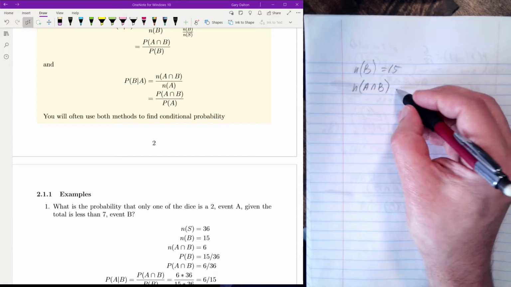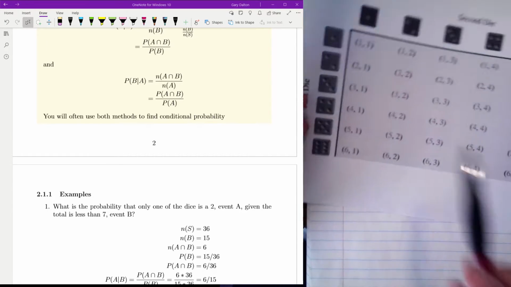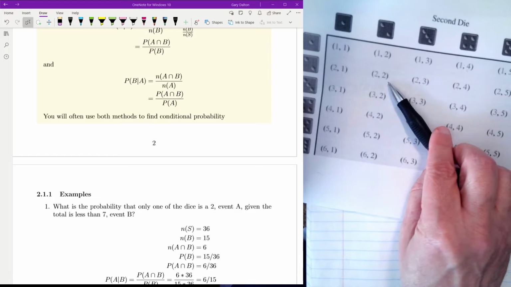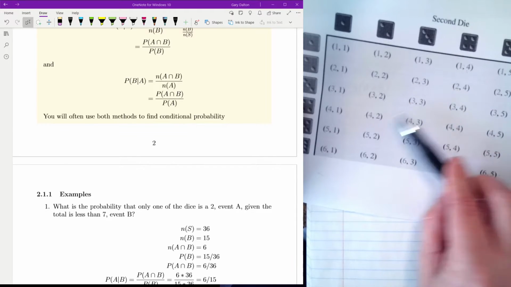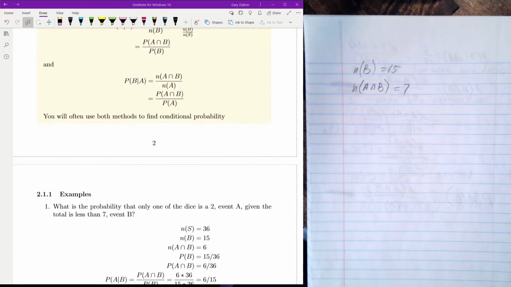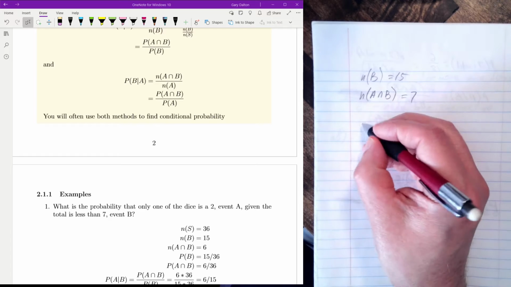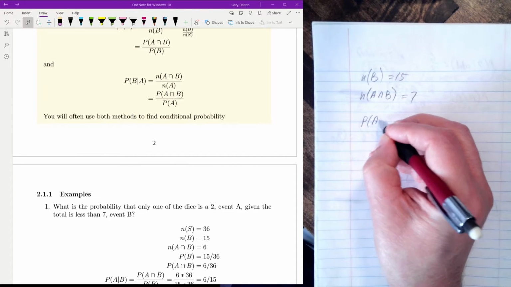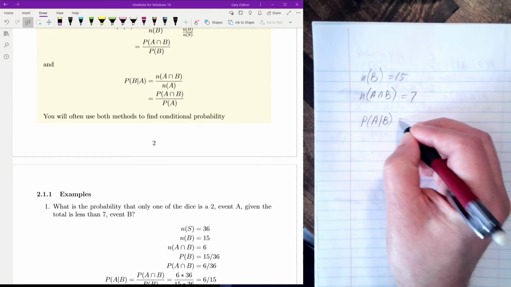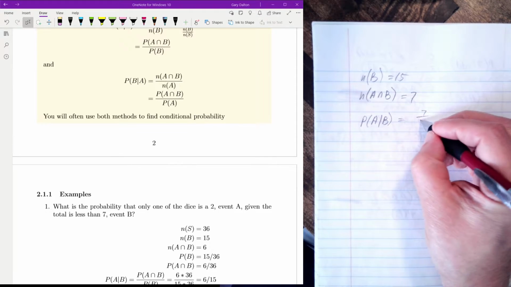So there should be 7. Let's do that again: 1, 2, 3, 4, 5, 6, 7, which means I have a typo in what I have up above. I seem to do that regularly. And then we'll take the probability of A given B is equal to 7 divided by 15.